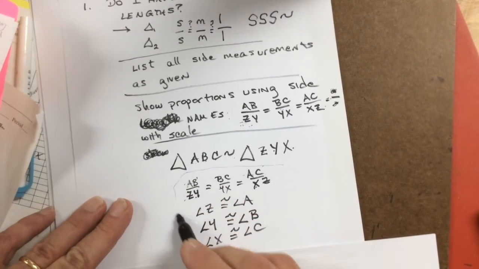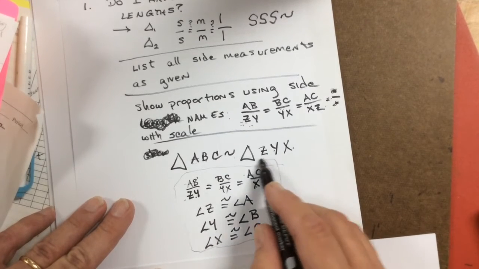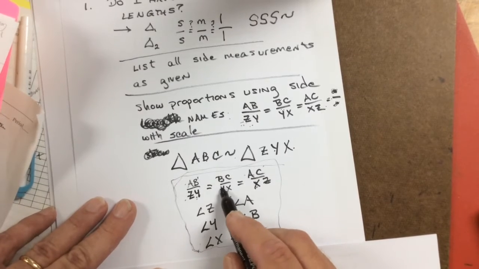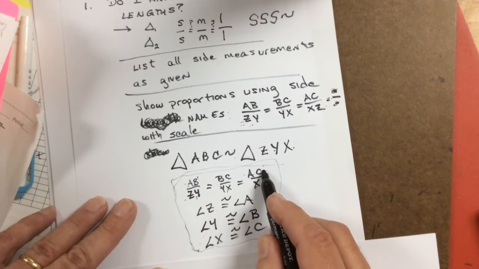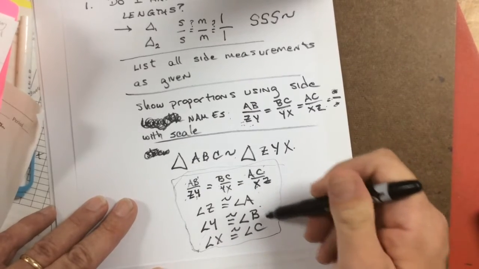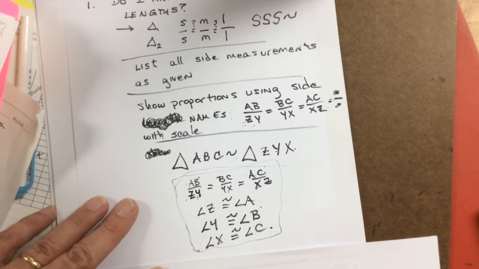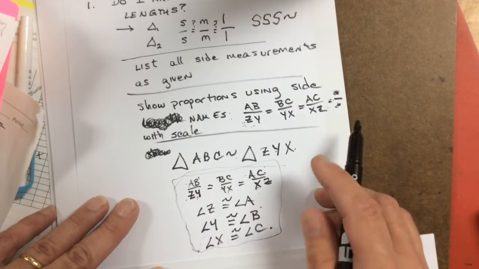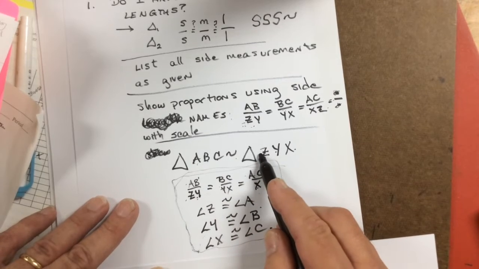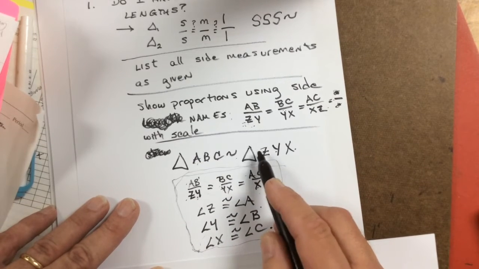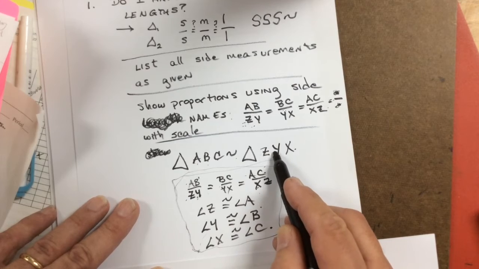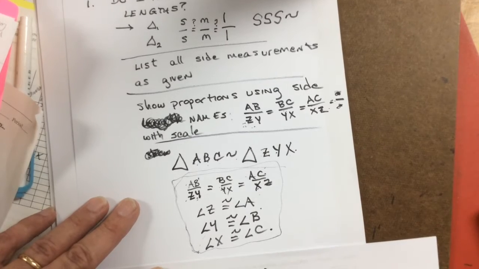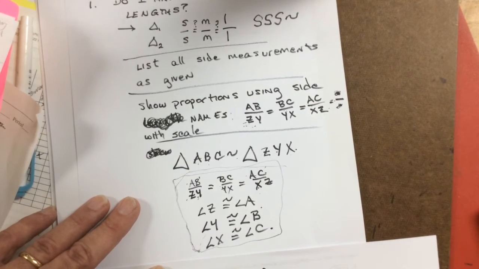This right here is the definition of triangle similarity. The corresponding sides have the same proportions, and the corresponding angles are congruent. This similarity statement has to show that, so that A and Z have to be in the same place if they're the congruent angles. B and Y have to be in the same place if they're the congruent angles. C and X have to be in the same place if they're the congruent angles. Okay?